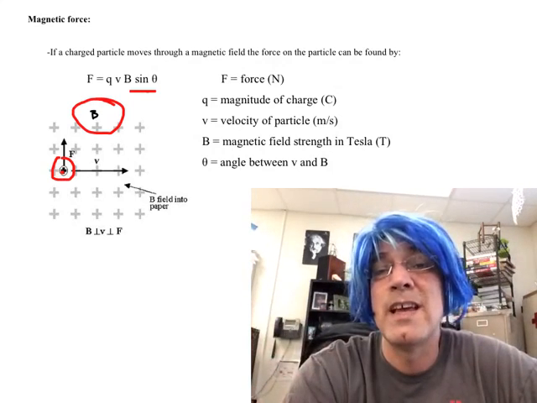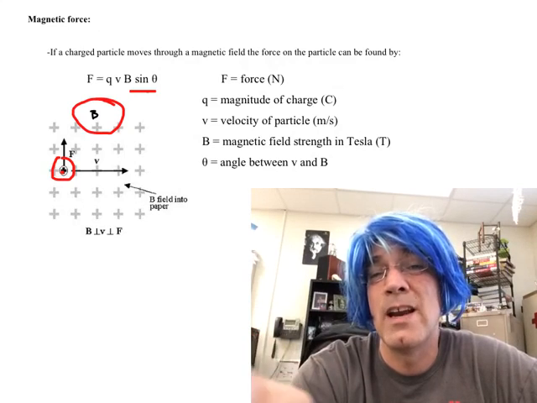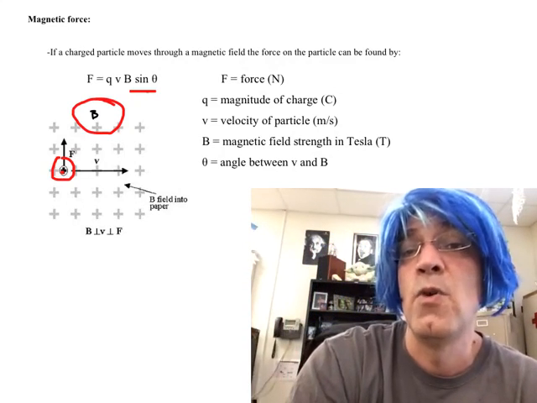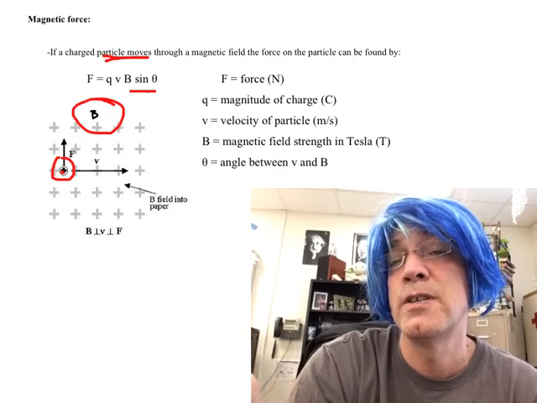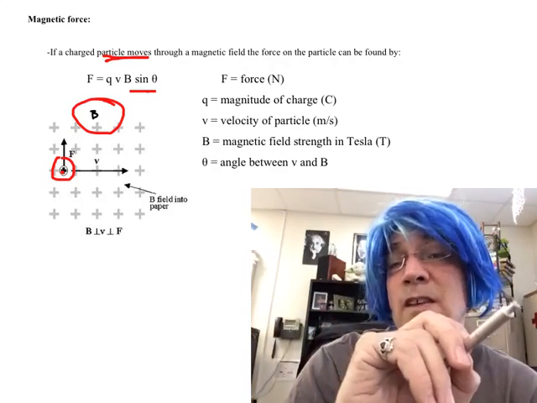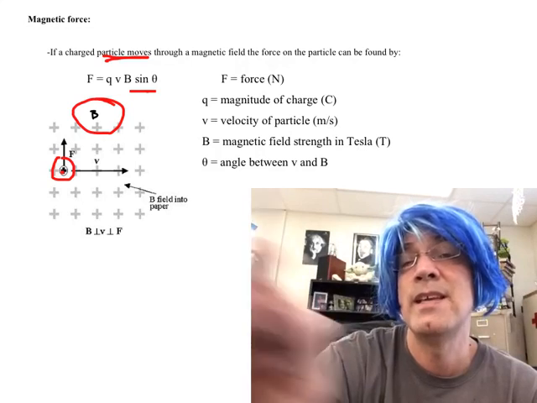So it's only if it's basically at 90 degrees to our magnetic field that we get the most force. But our equation says it's Q times V times B. So the bigger the charge, the bigger the force. The faster it's going, the bigger the force, and the bigger the magnetic field. And then the last bit is the theta.